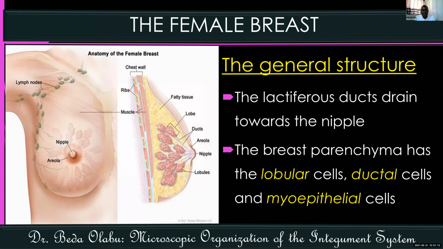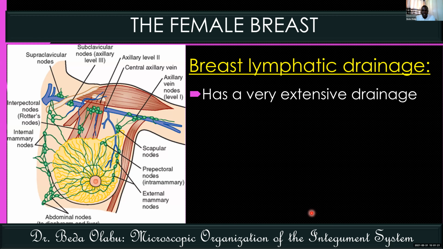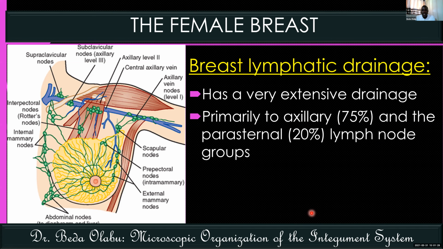It is important then at this point also to talk about the lymphatic drainage of the breast because of its clinical significance. The breast has a very rich lymphatic drainage. The lymph which comes from the breast drains into multiple lymph nodes, but two of the lymph node groups are worth highlighting.